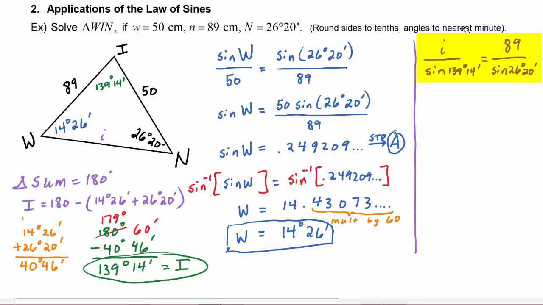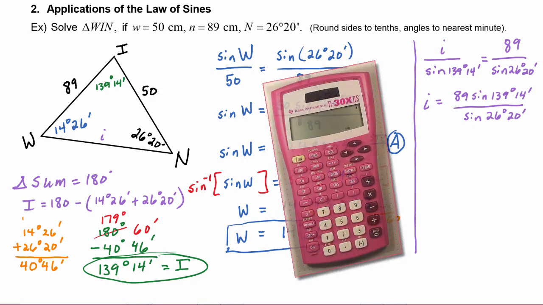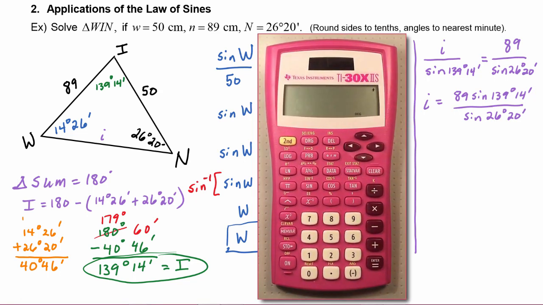Now, coming back to our equation, we want to solve for I, so we know that it will equal 89 times the sine of 139 degrees, 14 minutes, divided by the sine of 26 degrees, 20 minutes. Now we grab our calculators and do 89 times the sine of 139 degrees, 14 minutes, divided by the sine of 26 degrees, 20 minutes.